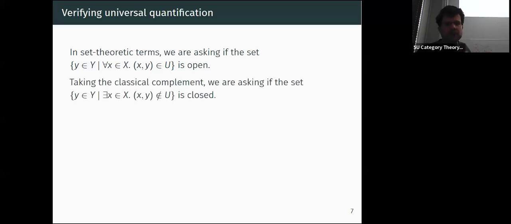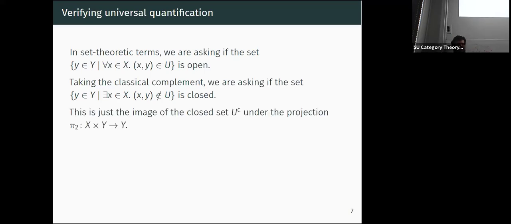If this set is open, it's like asking whether the complement is closed, right? So we're working classically for a second. If you take the complement, it's the set of all y such that there exists an x such that (x, y) is not in U. So we want to know, is that a closed set? But this is the image of the closed set, which is the complement of U, under the projection map from the product. Does that make sense to everyone?